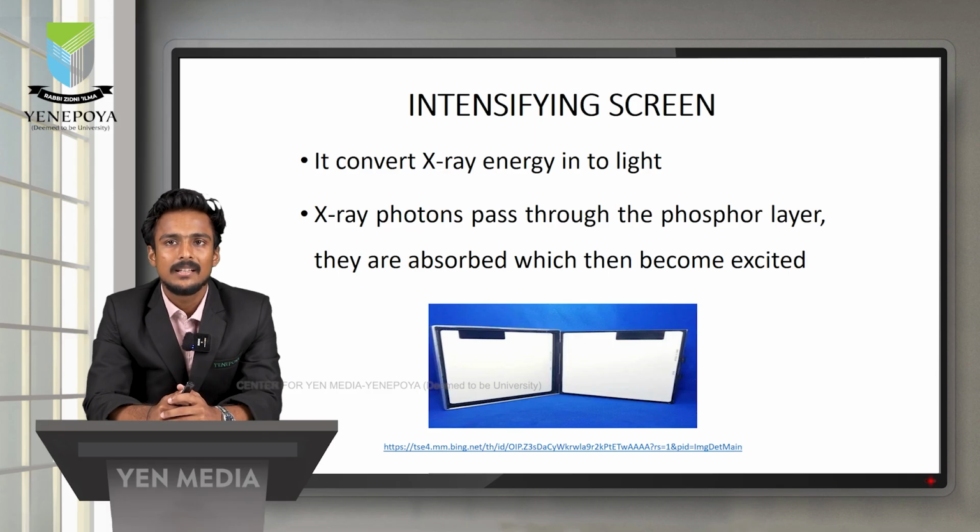Inside the intensifying screen there is a phosphor layer. It is an active layer inside the intensifying screen. This phosphor layer has tiny fluorescent crystals. Whenever the fluorescent crystals come in contact with the X-ray photon, they convert it into light. That's the basic working principle of the intensifying screen.